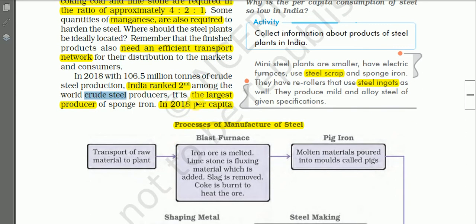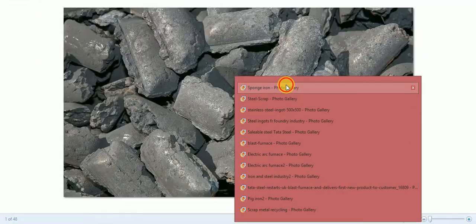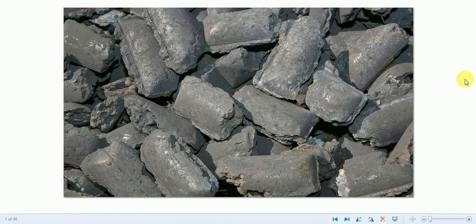Then India is the largest producer of sponge iron. So in the production of sponge iron, India is the largest producer. This is a photograph showing sponge iron. This again will be smelted, and different other products, different other materials will be made.